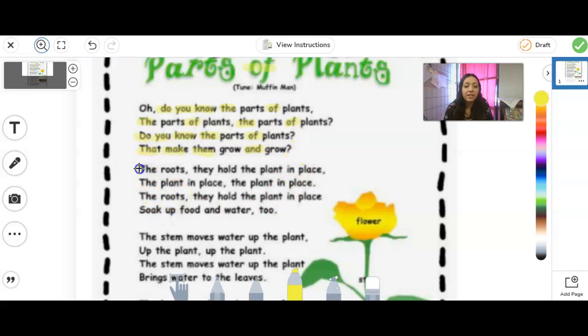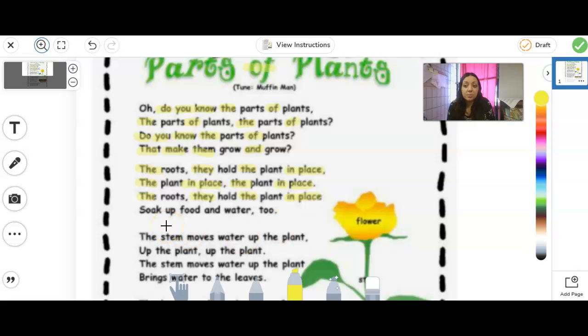Are you ready? Let's look at our sight words first. The, they, the, in. How about the next one? The, in, the, in. Oh, and you know what? I forgot one. We just learned the sight word place. We added that in the last couple weeks. So place, place, place. Then the next line says the, they, the, in, place.